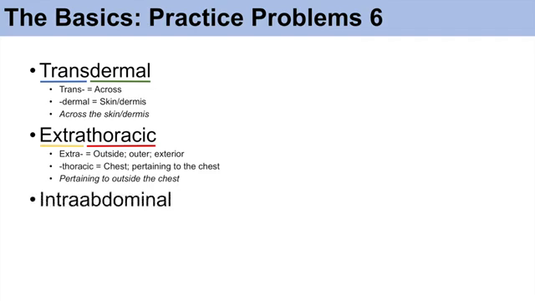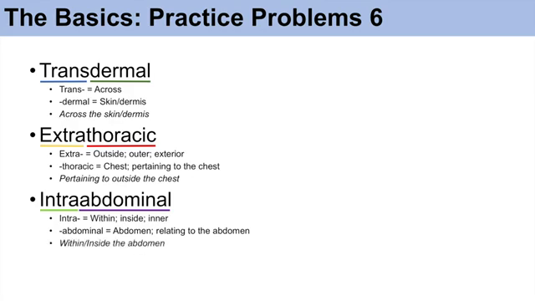The next one is intra-abdominal. So again, breaking it down, so intra is pretty much the opposite of extra. So intra just means within or inside or inner. And abdominal, you can think of the abdomen. So that's easy to remember. Abdominal just relating to the abdomen. So intra-abdominal just means within or inside the abdomen.